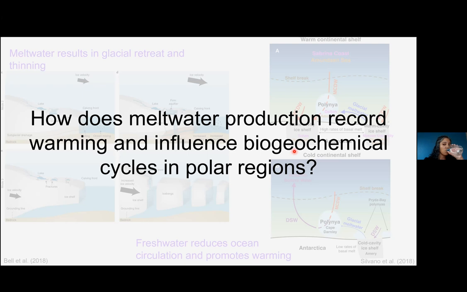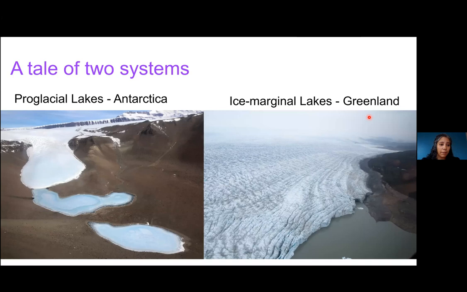So the pictures in the background are just looking at how meltwater interacts with glacial environments and how meltwater interacts with stratification in ocean systems. To discuss this topic, I wanted to introduce two different systems. The first is periglacial lakes in Antarctica. This is the first small part of the talk looking at these lake systems. And then the second is looking at ice-marginal lakes in Greenland.